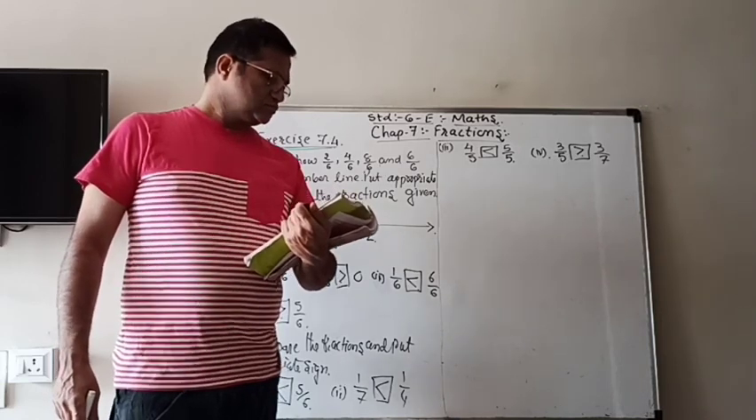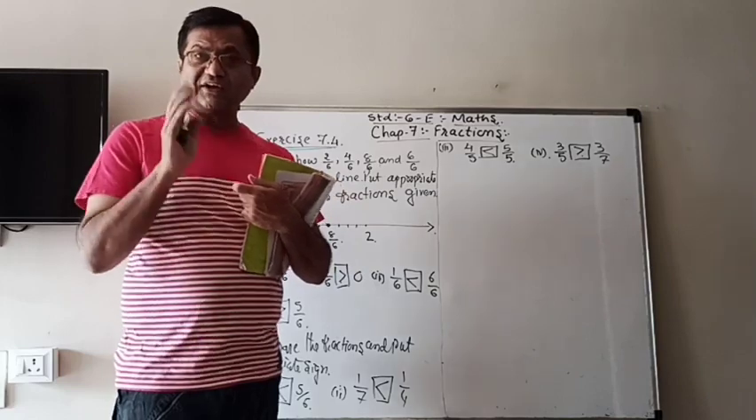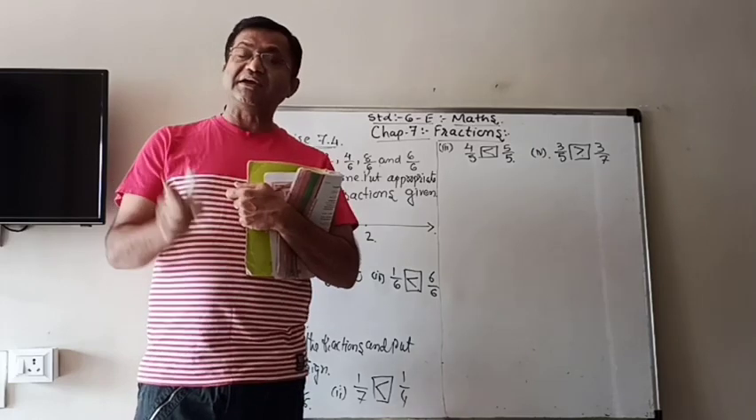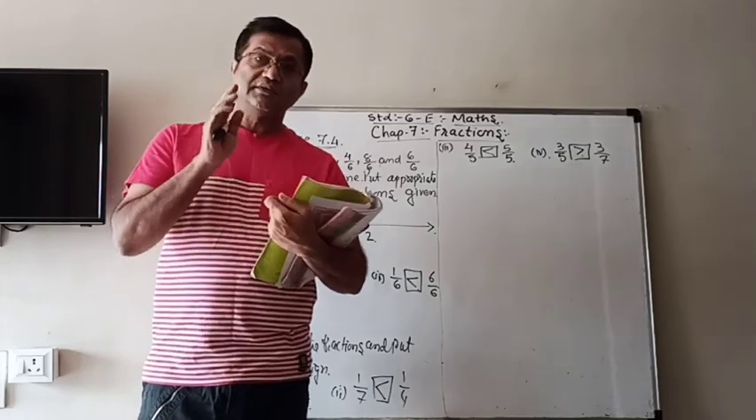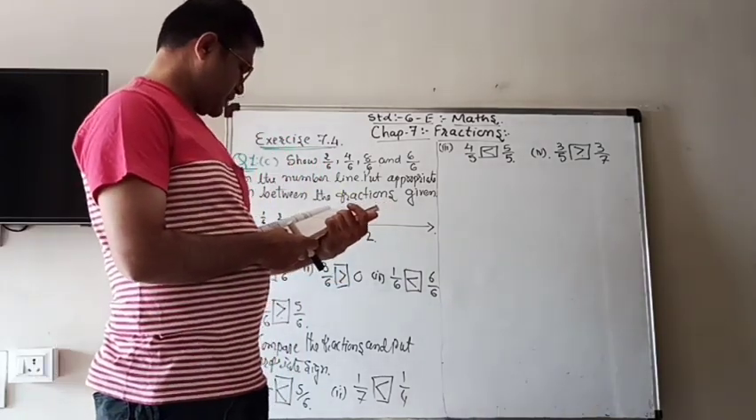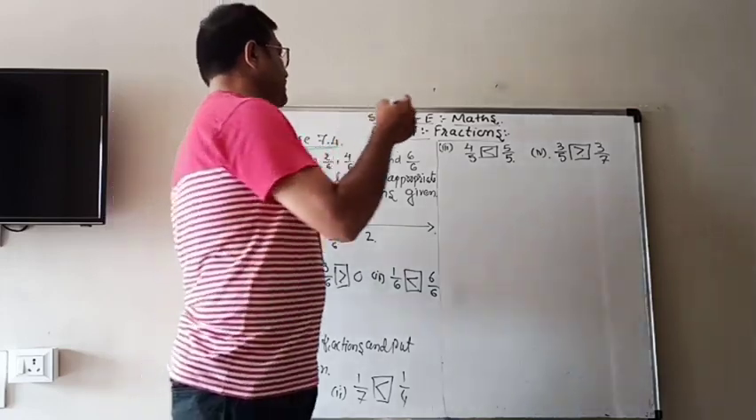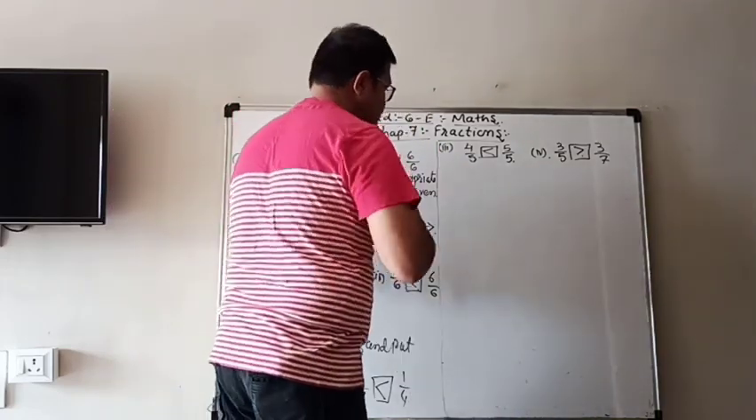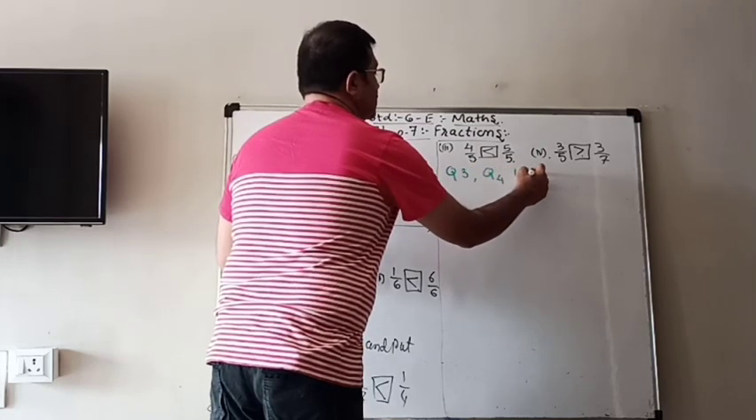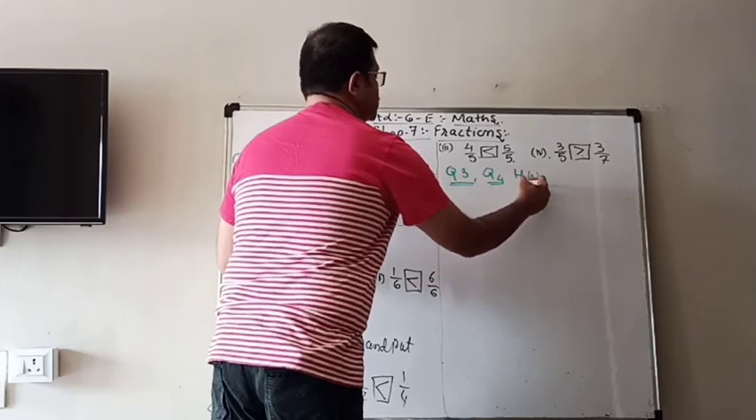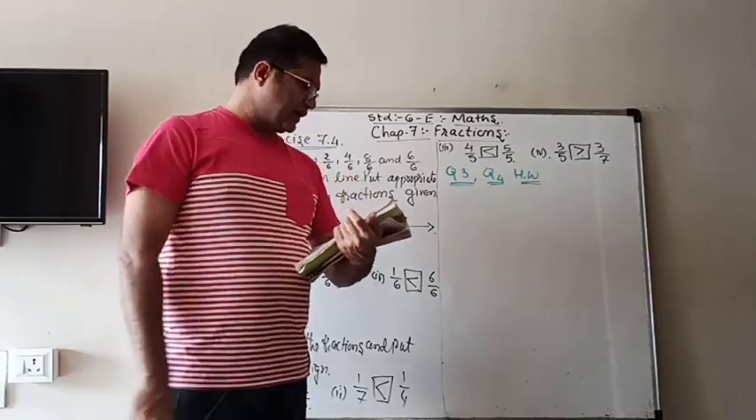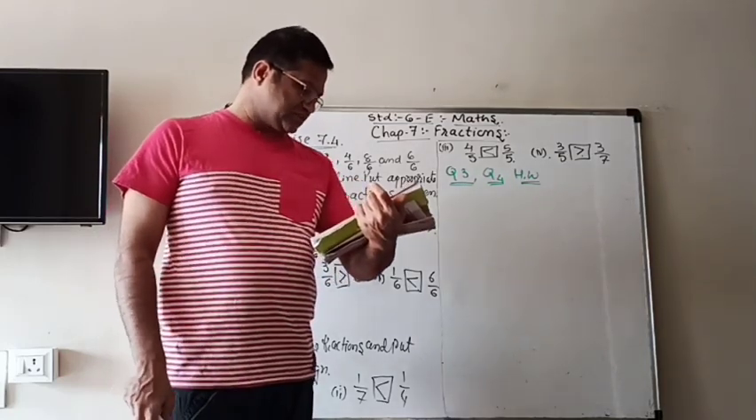So comparing like fractions is easy, and comparing unlike fractions having the same numerator is also easy. Now question 3 and question 4 I am leaving for your homework. In question 3 you have to find a few such fractions on your own and write them down.